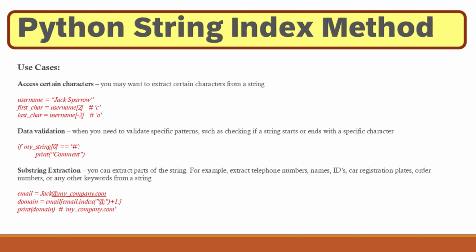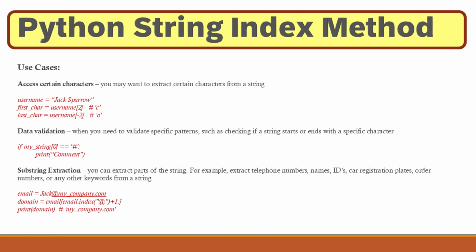And the last example is substring extraction. You can extract parts of the string. For example, extract telephone numbers, names, IDs, car registration plates, order numbers, or any other keyword from a string. The example I have is about the email domain. So we are slicing to extract a substring from a larger string. In this example, we are extracting the domain from an email. So in the first line, we've got email equals jack@my_company.com.